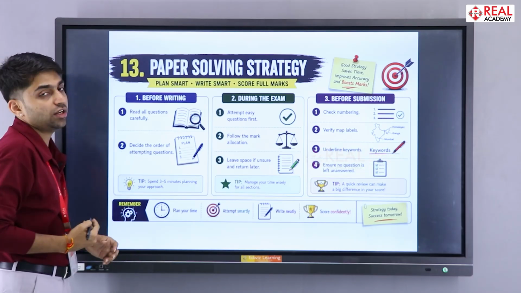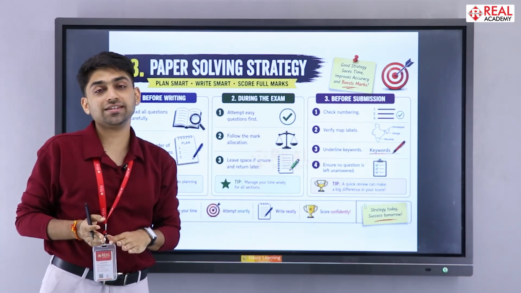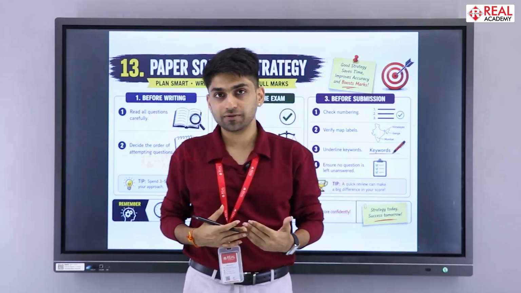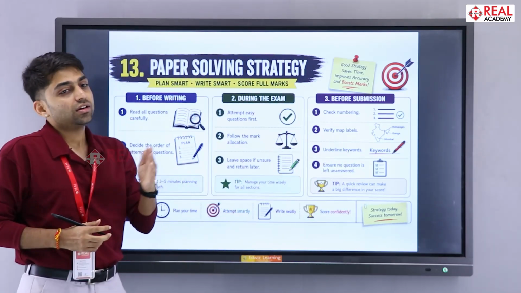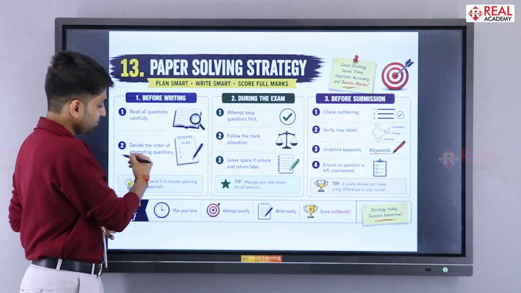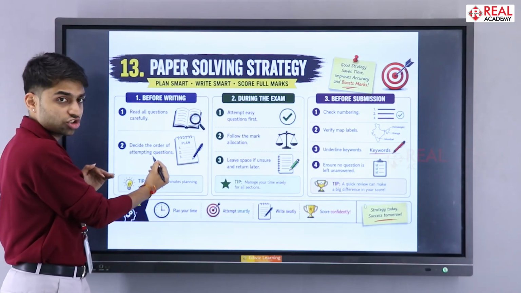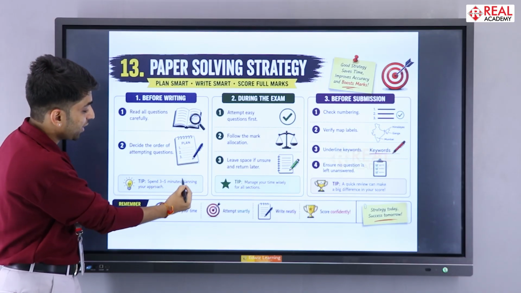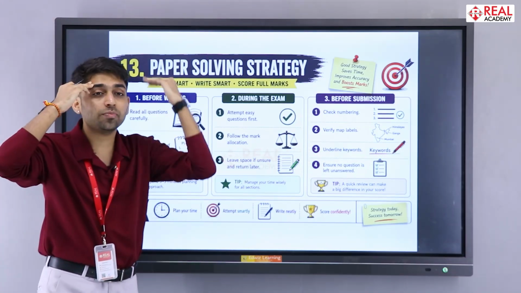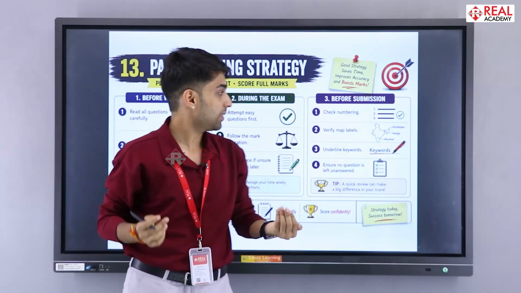Decide the order of attempting questions. Always go for the easier section. Go for the sections which you know very well. Otherwise, you will waste your time. That's the reason that always go with the order of attempting questions. Spend 3 to 5 minutes planning your approach, that how you are going to write the answer. Create the answer in your mind before you make it in your paper.